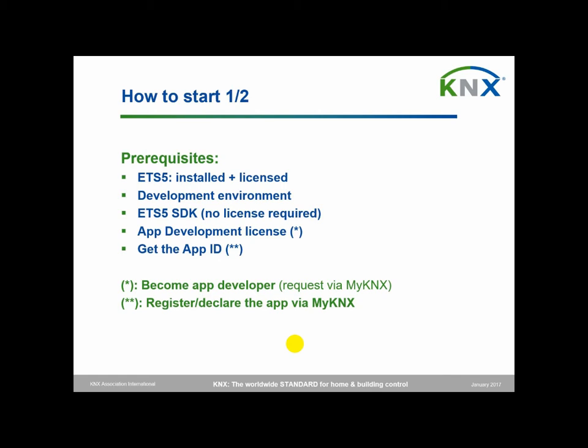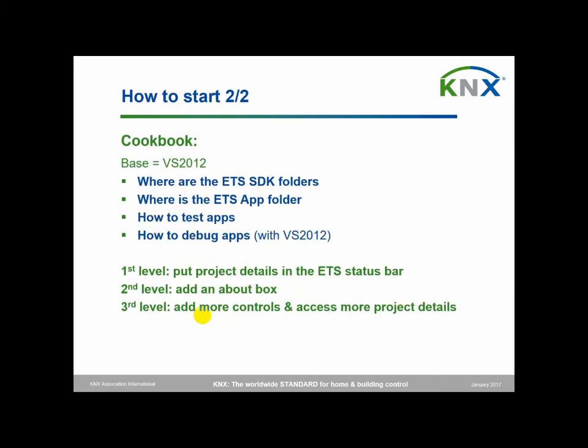You also need a development environment, whatever that is, your choice, as long as it's compatible with the ETS 5 SDK. For the ETS 5 SDK, as said before, no license is required. Then you should get an app development license, and then get the first application identifier, or app ID. The app development license means you should become an app developer, and I'll explain this procedure later on. Also for getting the app ID, I will explain this procedure later on. But here is just the overview. So even before you start with your first app, this should be in order.